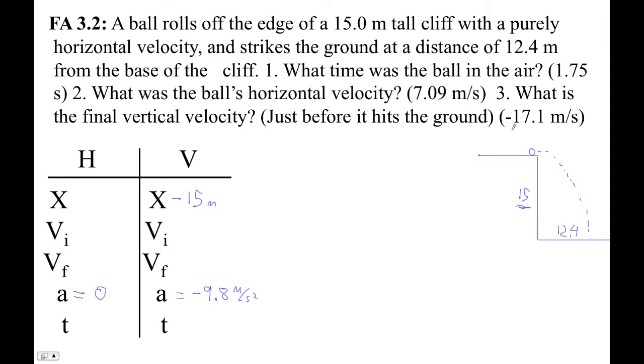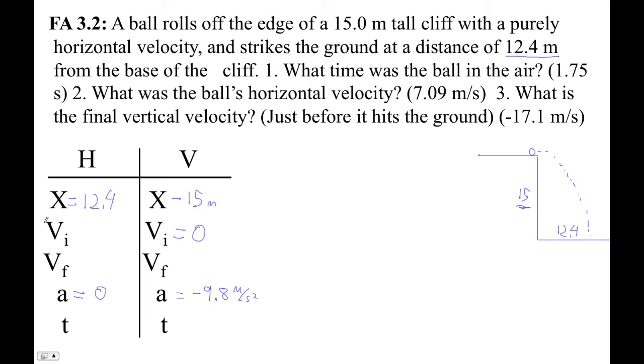Now, since it's a cliff problem, and it says it's a purely horizontal velocity, you're going to say the initial vertical velocity is 0. That gives us three things: the displacement, the initial velocity, and the acceleration. And then horizontally, this 12.4 meters from the base of the cliff is our horizontal displacement. So that's 12.4.